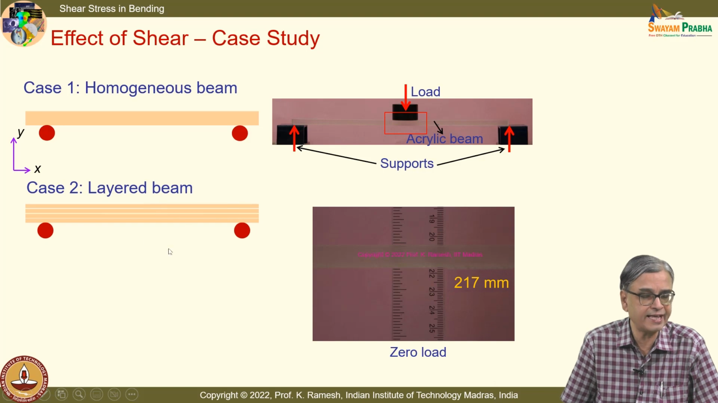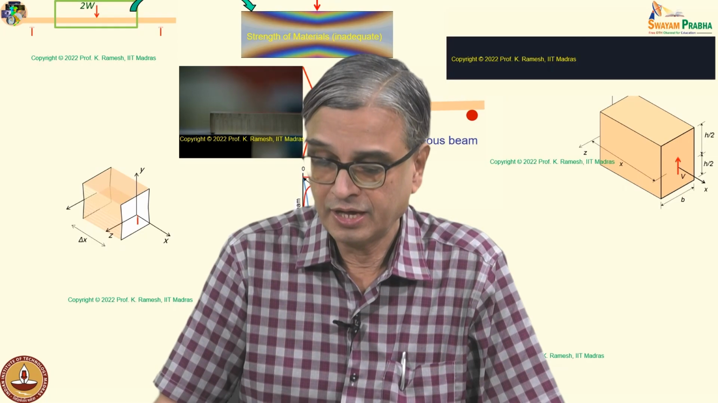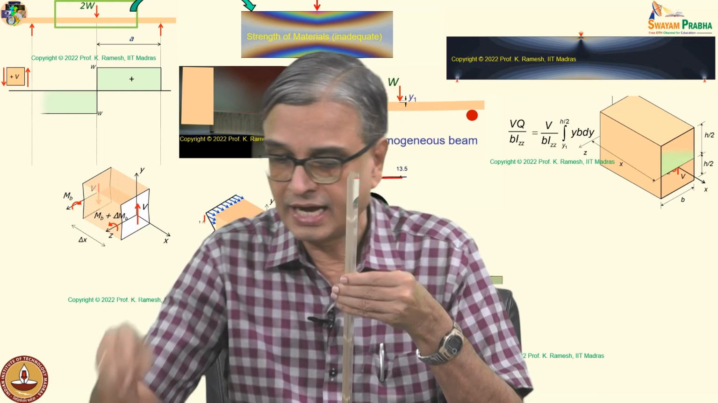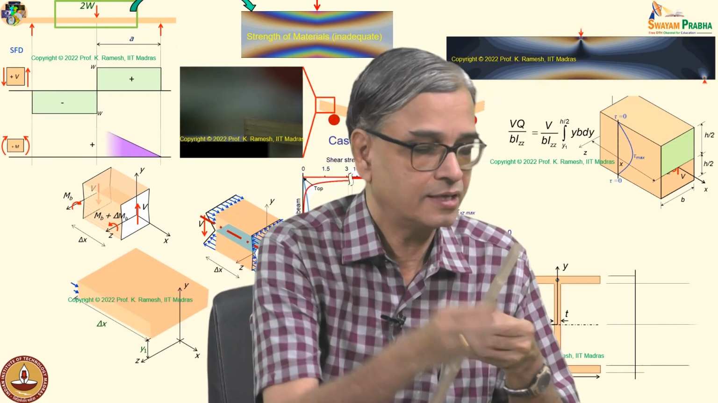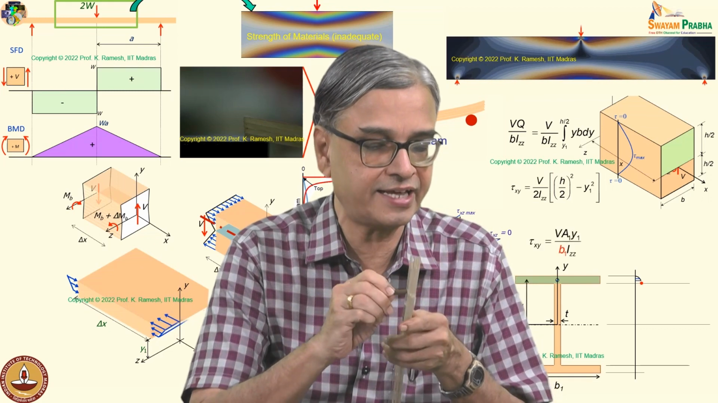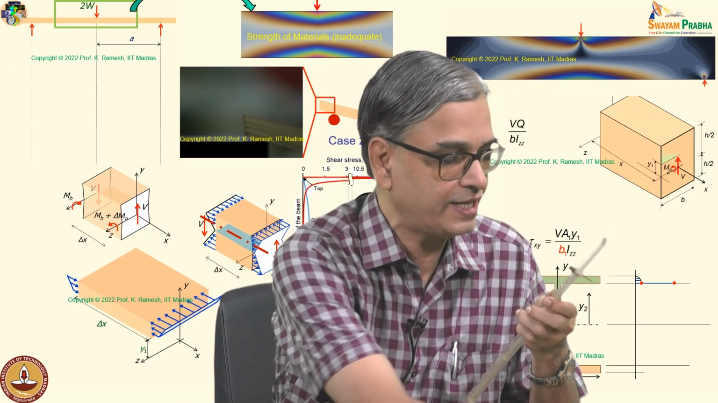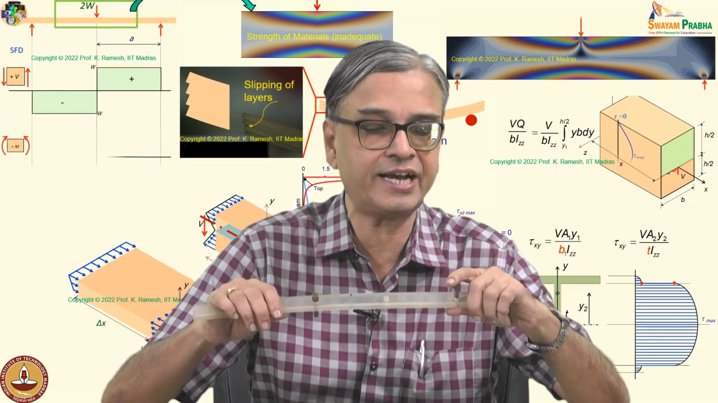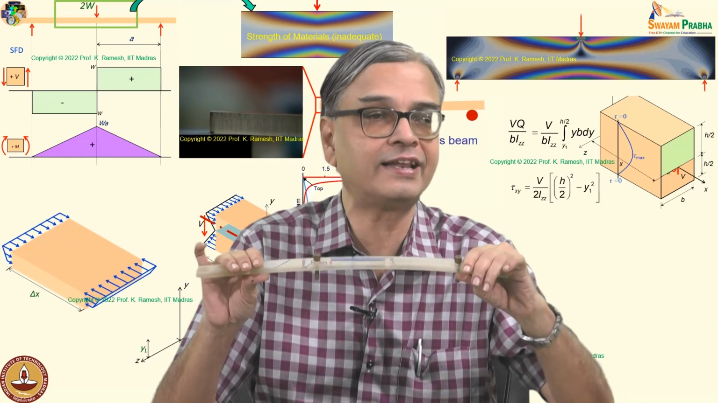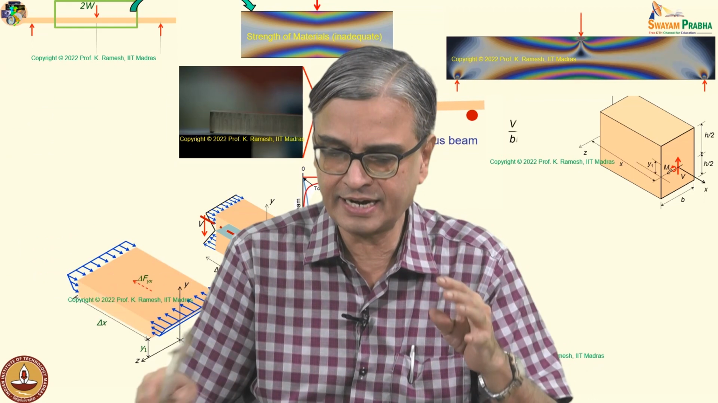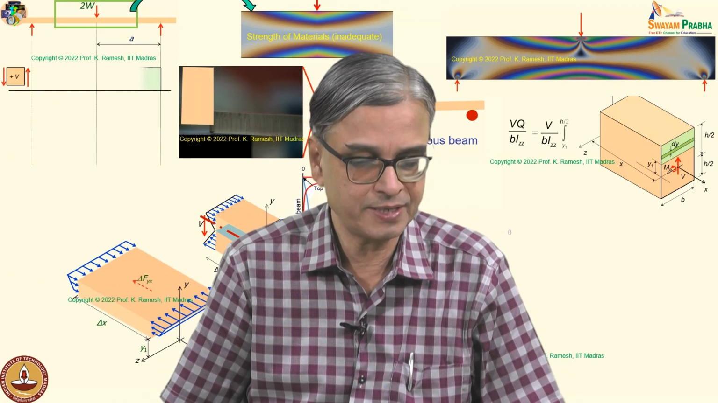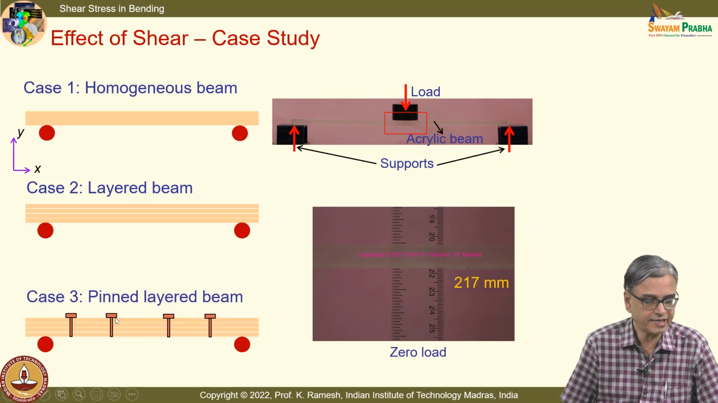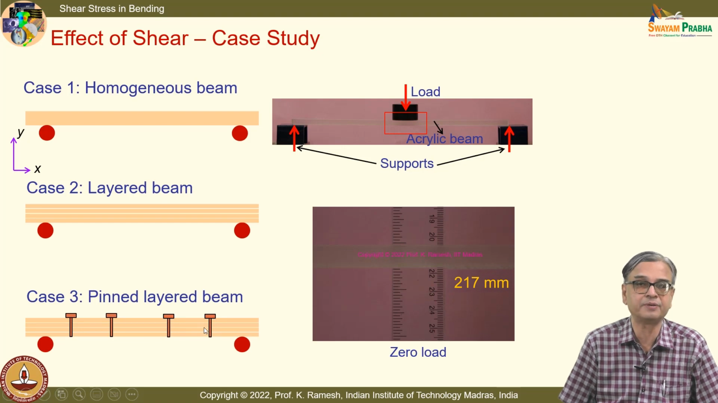The case 2 is a layered beam. When I add the thicknesses, it adds up to the thickness of the original beam. And the third case, what I am going to do is, I am also going to tie these layers, so that means they are not allowed to move freely. I have 4 pins, but I will just insert 2 of them to illustrate that I am not allowing them to have any relative motion. Just to understand what way the experiment shows up. So the third case is I have a pinned layered beam.